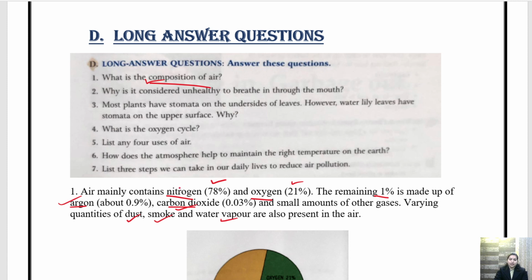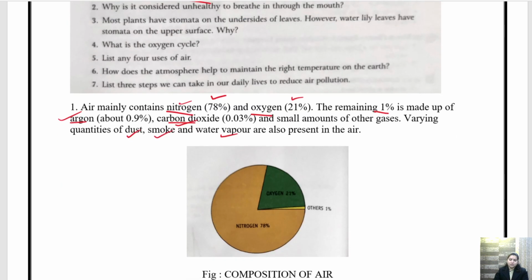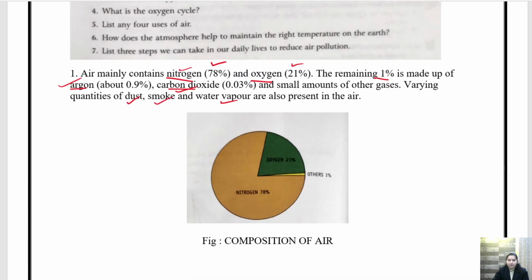So air has nitrogen 78%, oxygen 21%, 0.9% argon and 0.03% carbon dioxide, and it also has dust, smoke and water vapor. Children, you will also draw this diagram. Where will you draw the diagram? On the left hand side, that is the plain page. Clear? You can also color it.